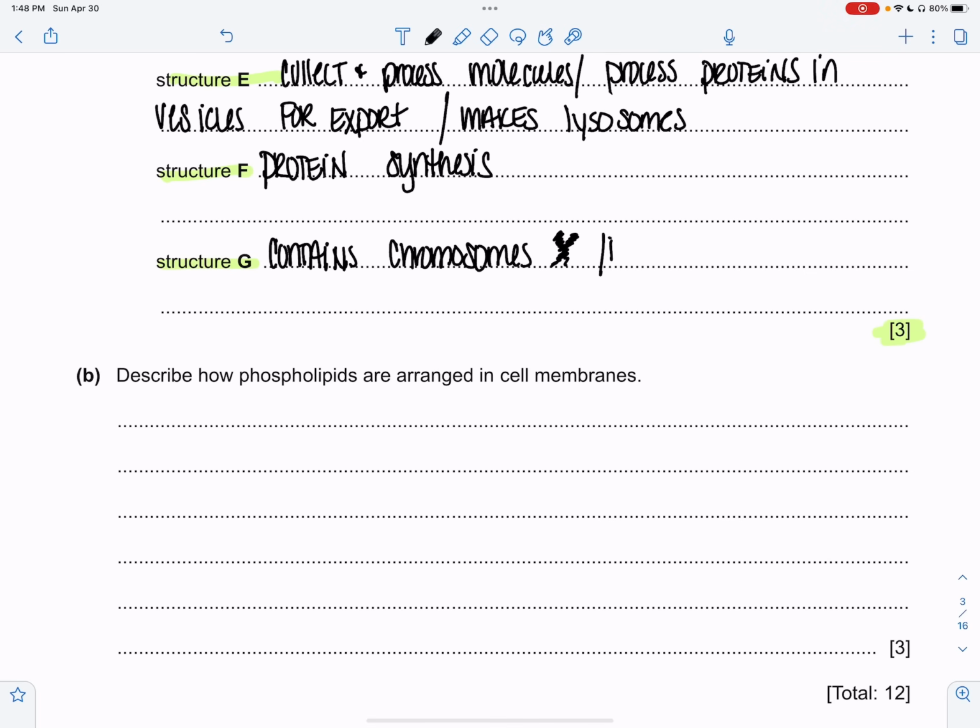So it contains chromosomes. We could say DNA, or instructions that determine, or just things that determine proteins. Goodness, it's hard to write and talk.